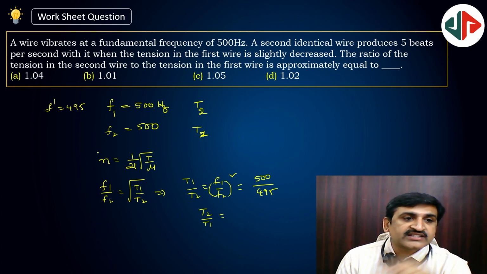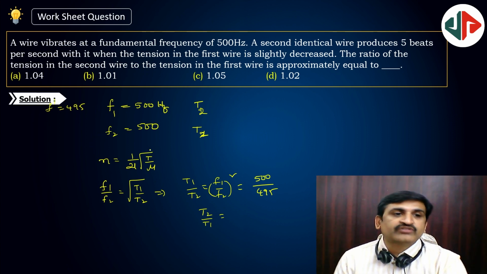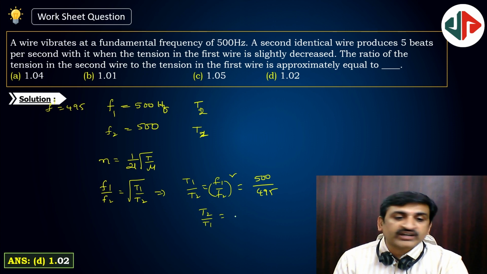You shouldn't be lazy. 1.01 is there, 1.05 is there, 1.02 is there. You need to check very carefully.